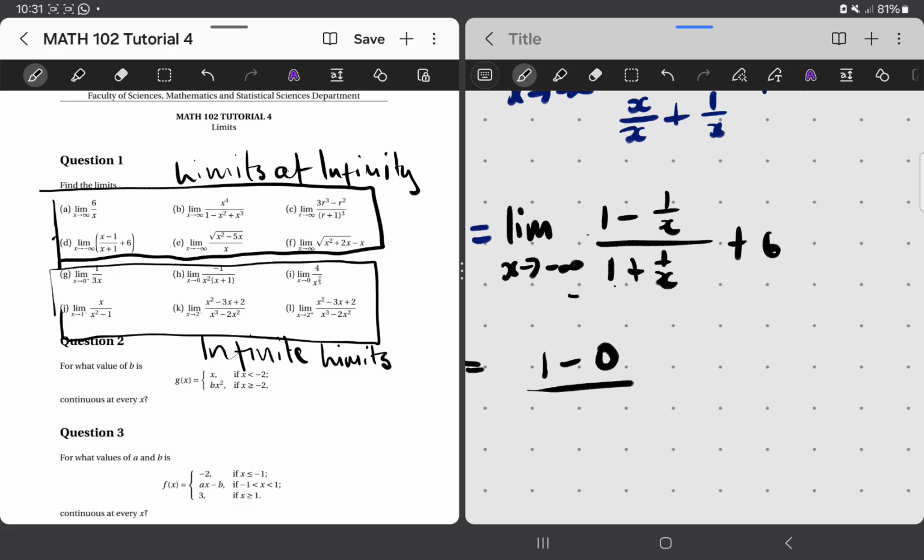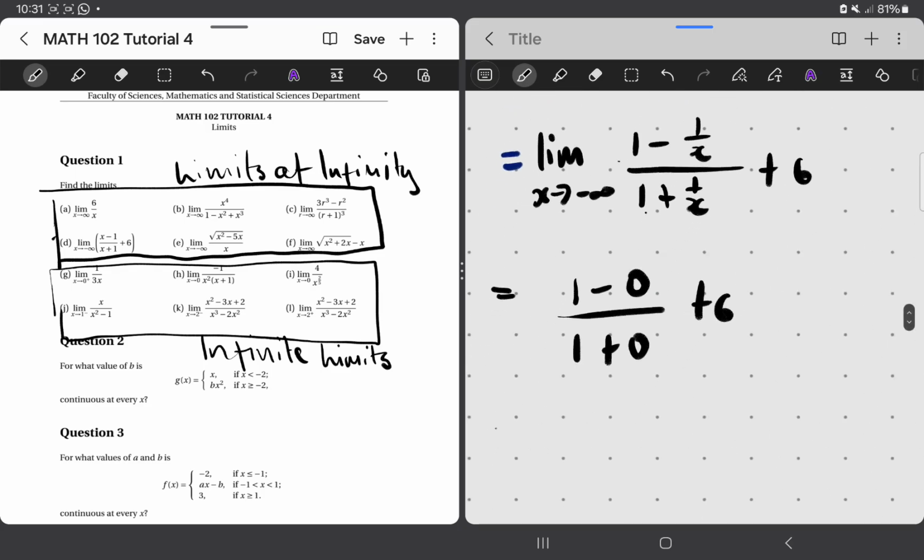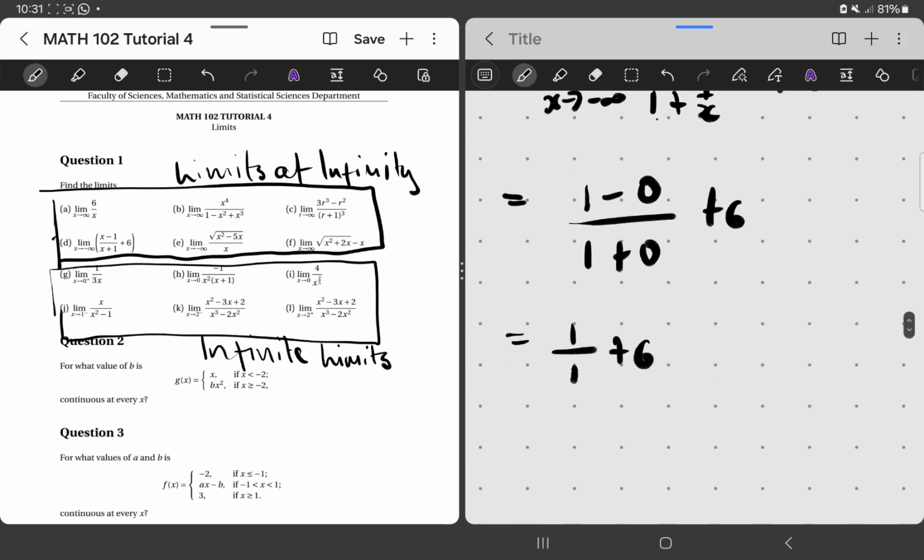So the limit of this number is the number 1. Then plus the limit of this is just going to be 0. We know that, and it's going to be plus 6. So this is going to be 1 minus 0 is 1, over 1 plus 0 is 1, and plus 6. 1 over 1 is a 1, plus 6, which just gives us a 7. And this is going to be the final solution for part D. And we are done. We're going to go to the next one now in the next video. Goodbye for now.